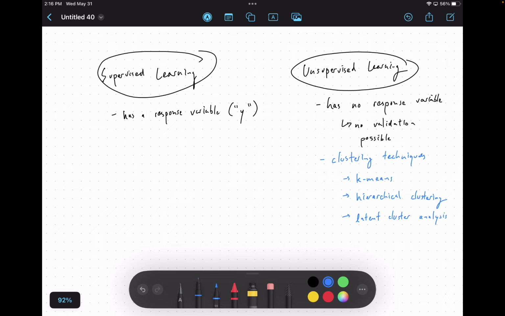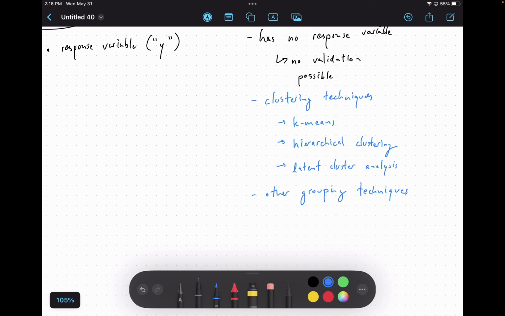Okay, and then there are a couple other grouping techniques which we may have briefly hinted at, but these are things like principal components analysis, or PCA, and things like factorization.